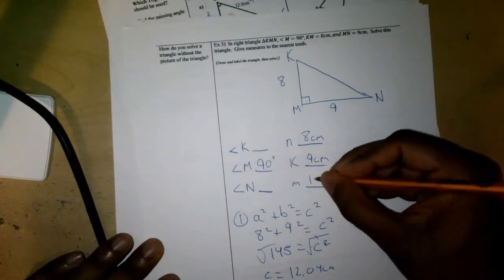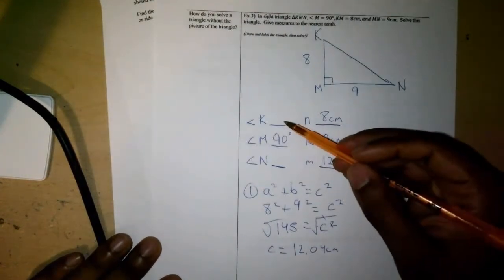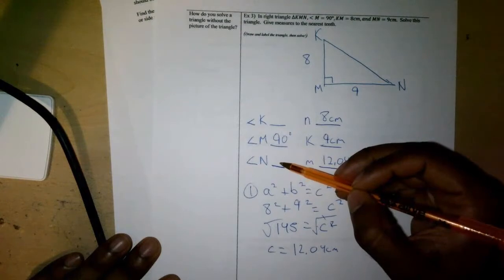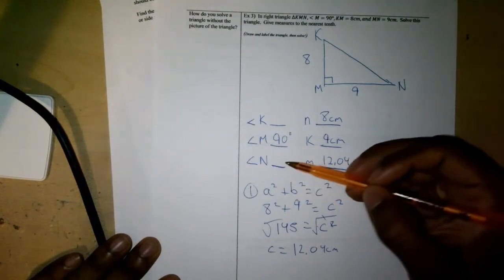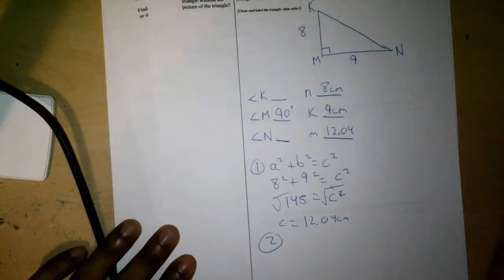I can write down 12.04. And now we just got to find out angle K and angle N. And here we can use either the tan or sine, one of the trig functions. So let's do part 2. And I'll zoom in a bit because it's kind of hard to see.